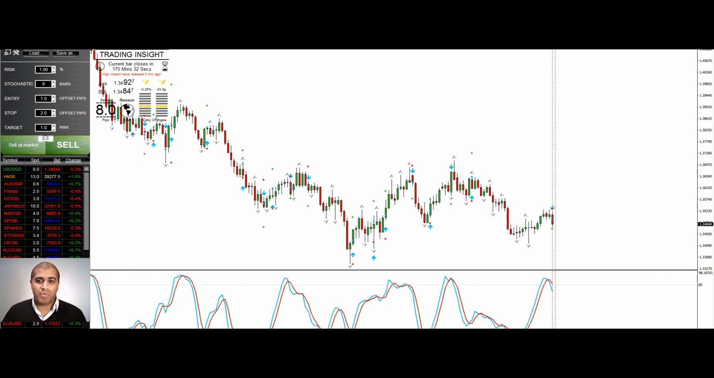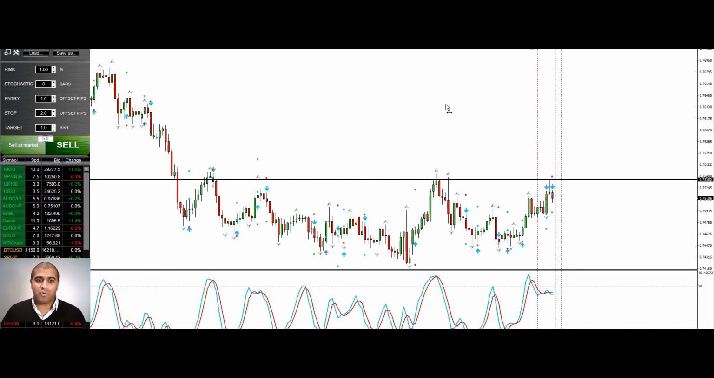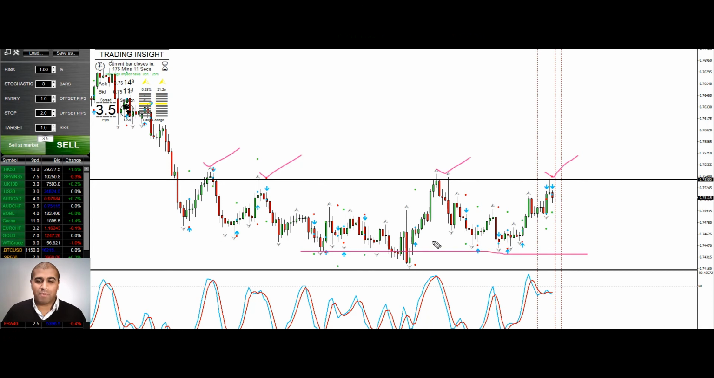So another example would be to look for reversal-based opportunities. If we looked at an example for something like Aussie Swiss, we can see that right now we're in a sideways range. So this is going to be ideal to look for short positions when it hits this resistance level at the top, and look for long positions when it hits the support level at the bottom.